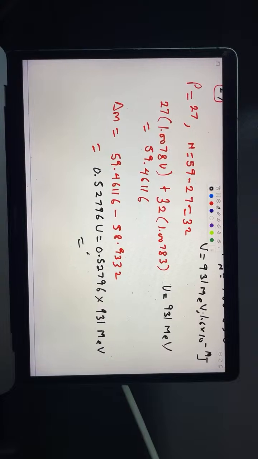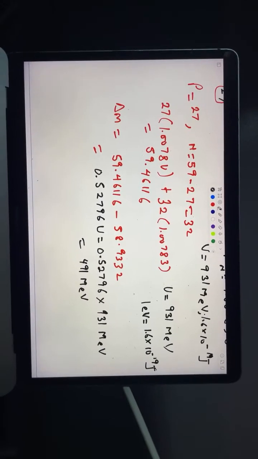What do we have? This times 931 will give us 491 MeV. Now in this place as well, 1 eV is given as 1.6. It was given in the question already, so if you look at that very well, 1.6 times 10 raised to power minus 19 joules.